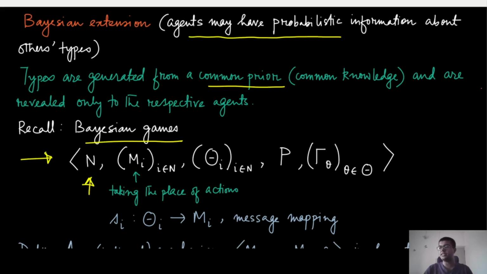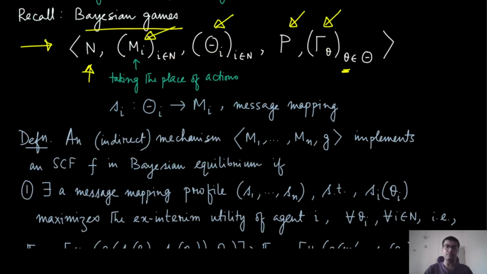We have represented a Bayesian game using this notation. This is the set of players. There was this set of actions which are now replaced by these message spaces, so that is the actions that the players can now pick. Type sets are as before. There is a common prior which is given by P, and for every type profile there exists a normal form game which is given by this Gamma of theta, right? And the strategy for player i, or the message mapping for player i, is given by this function S_i, which maps this theta_i into that message space or the action space.